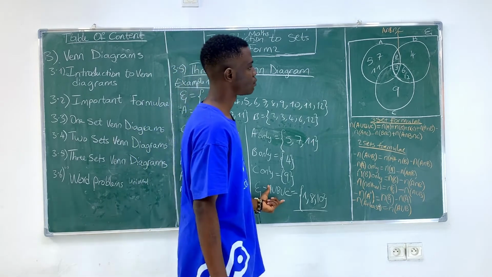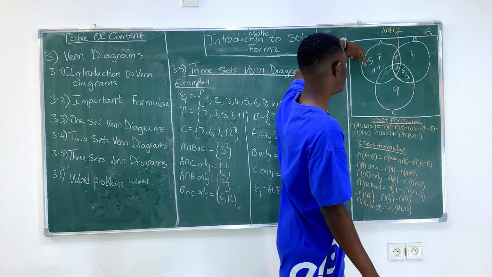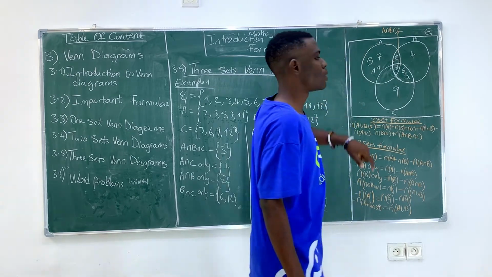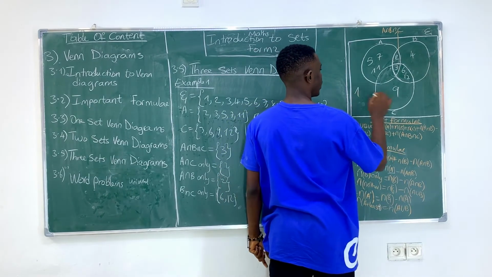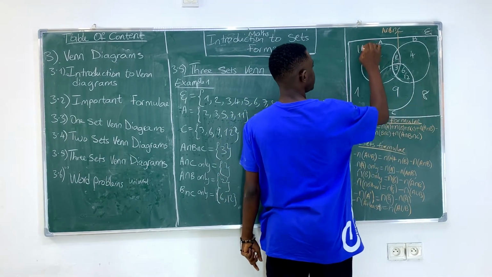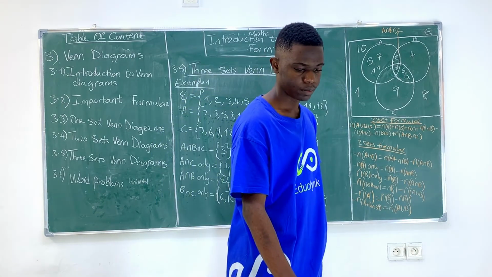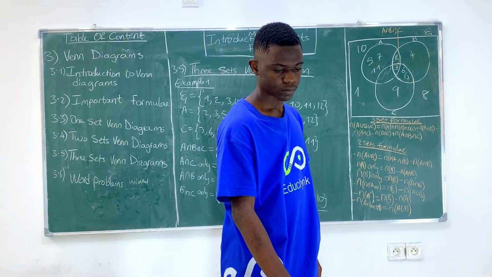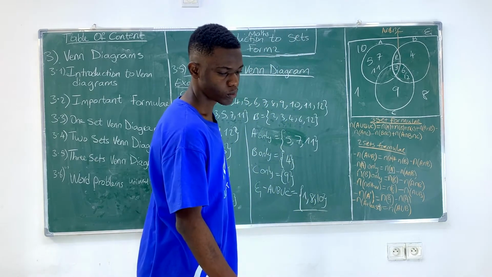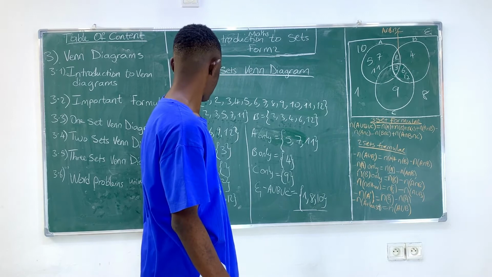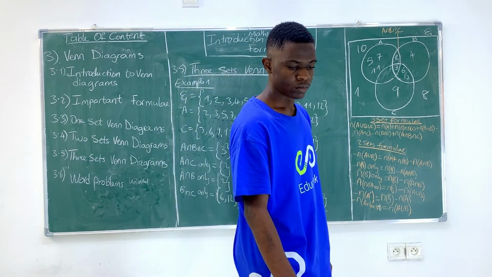Now for the outside, epsilon minus all of it will give you what is outside. So what is outside is 1, 8, and 10. You can arrange your values any way you want. So let's take another example.